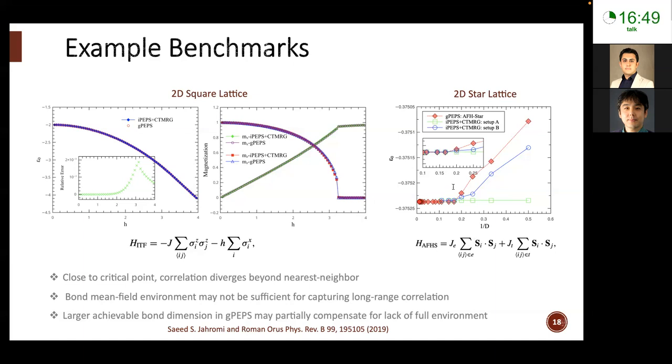lattice. The star lattice is the one that I showed you in previous slides for introducing the structure matrix. At the regime that JE is stronger than JT on the edges of the star lattice, you would see how the energies out of GPEPs compare with different coarse graining algorithms with the standard iPEPs, and there is a very good agreement, which means if you are away from the critical point, the GPEPs algorithm can provide very good result even from the perspective of the energy.